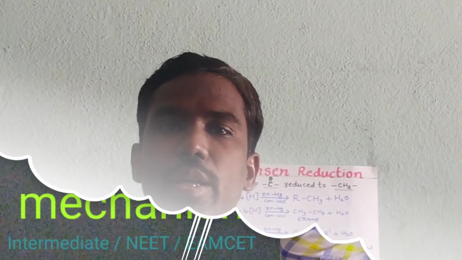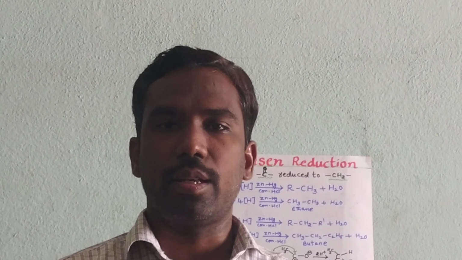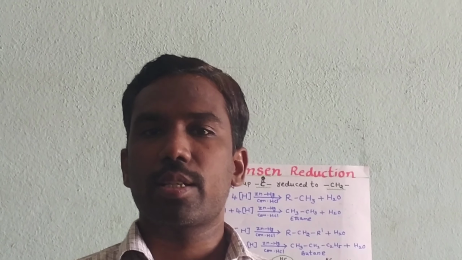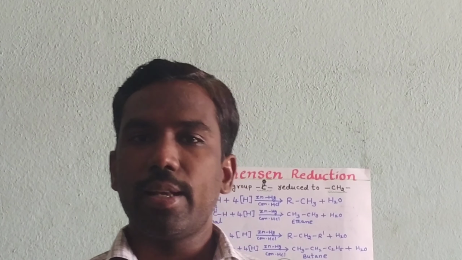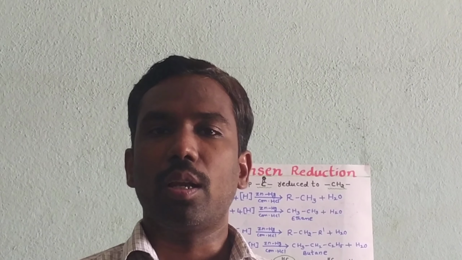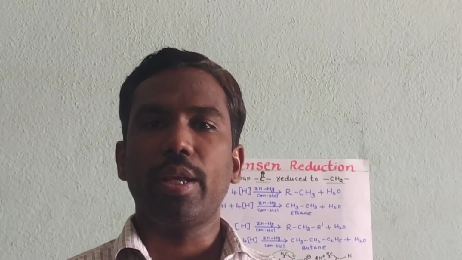Hi students, today we discuss Clemmensen reduction. What is meant by Clemmensen reduction? In Clemmensen reduction, carbonyl compounds are directly converted into alkanes in the presence of zinc amalgam and concentrated hydrochloric acid.